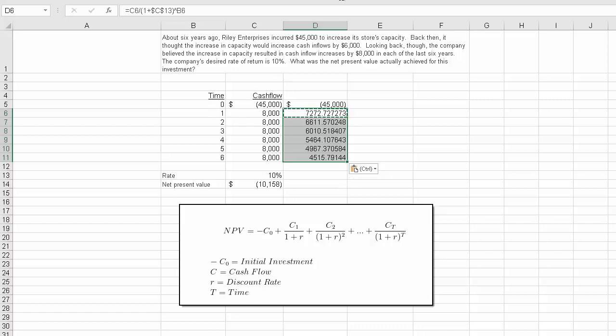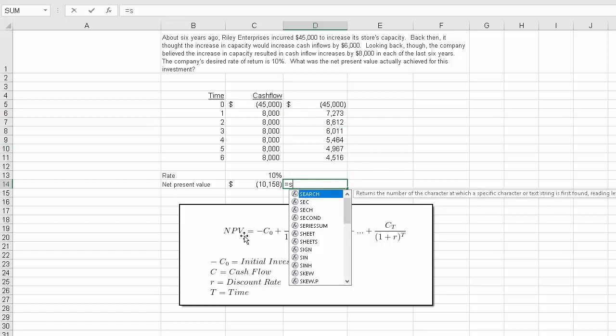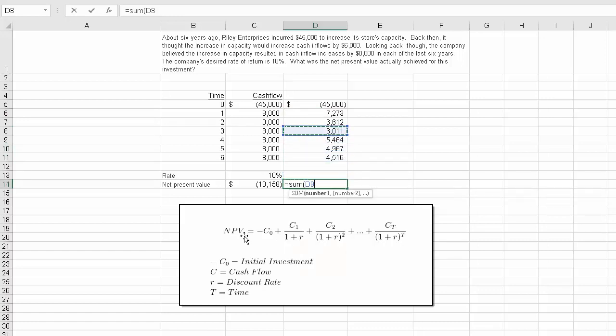Now I'm just going to format these for you. Okay, and if I then sum this, I should come up with exactly the same answer, or possibly off due to rounding. Okay, and there's the same answer.